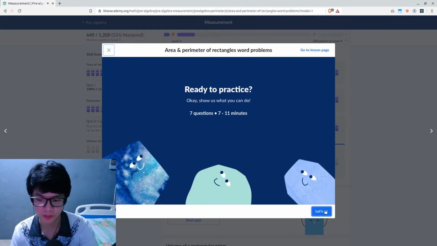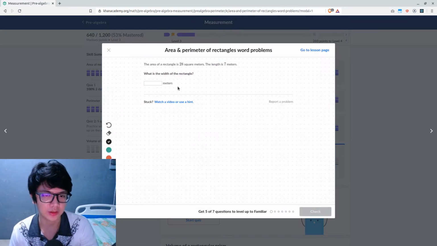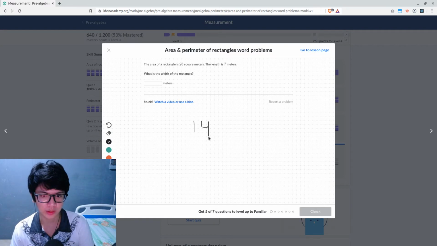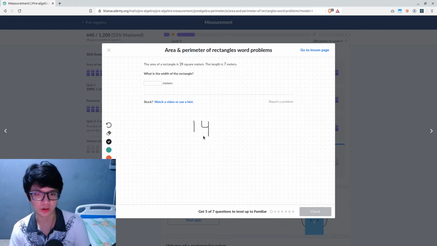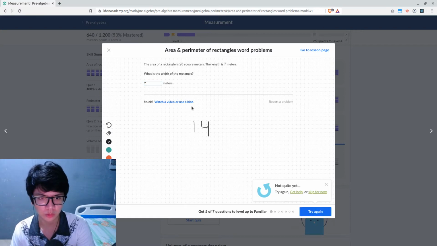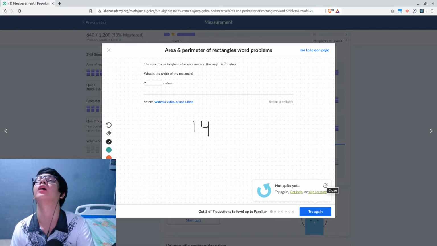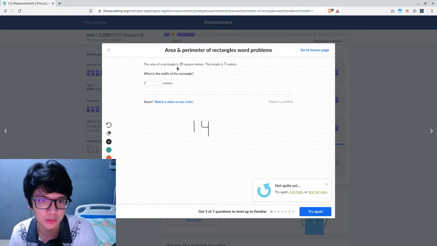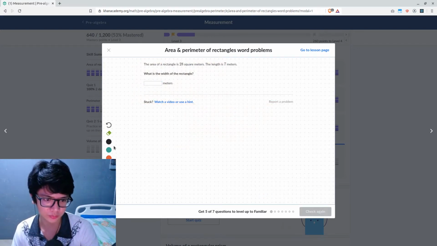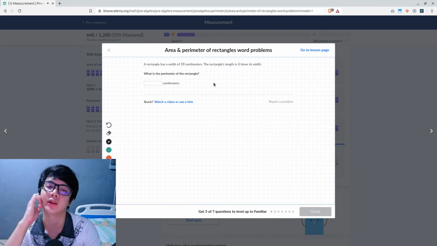We're off. I hate word problems. The area of a rectangle is 28. Length is 7, so I have 14. And then to get from there to 28, and 7 again. Whoa, no way. Oh my god, I hate word problems so much. The area of a rectangle is 28 square meters. Oh, it's saying area. Holy crap, I thought perimeter. Okay, cool. So, what's it for? Oh god, I hate it.